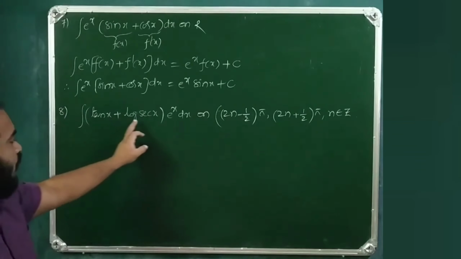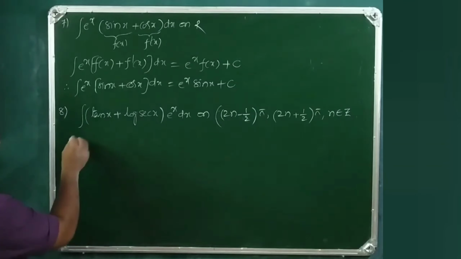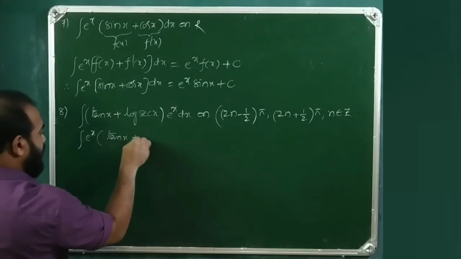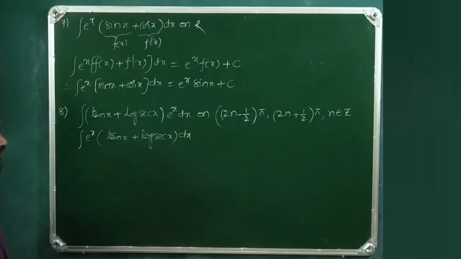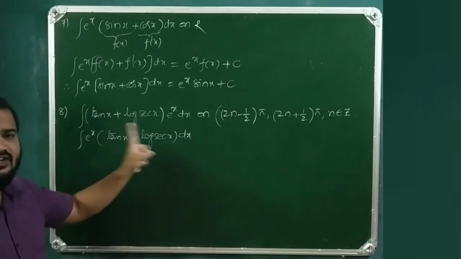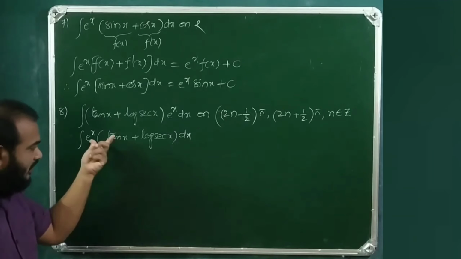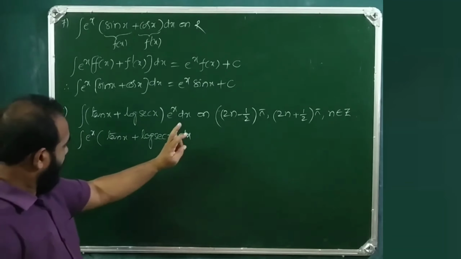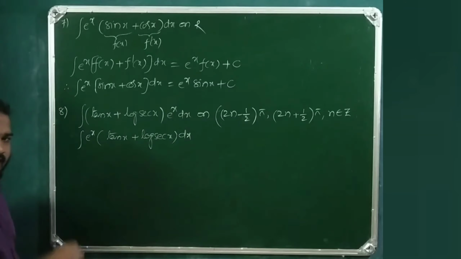The integral of tan x is log mod secant x, so the integral of e^x into tan x plus log secant x dx. Now we know that the derivative of tan x is secant squared x, that is, d by dx of tan x is secant squared x. Therefore, it won't be f of x because its f dash x is not this. So we have to think the other way around. So let us take it as f of x and see what will happen.